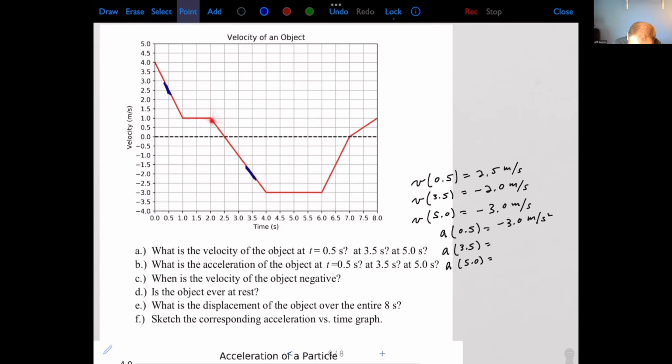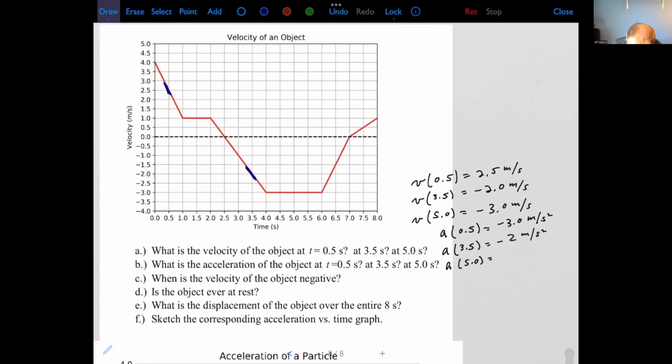So I'm going from 1 down to -3, right? So that looks like I'm going down 4, so -4, and then over 2, right? Because I'm going from 2 to 4. So down 4 over 2, -4 divided by +2 is -2. So that's going to be -2 meters per second squared.